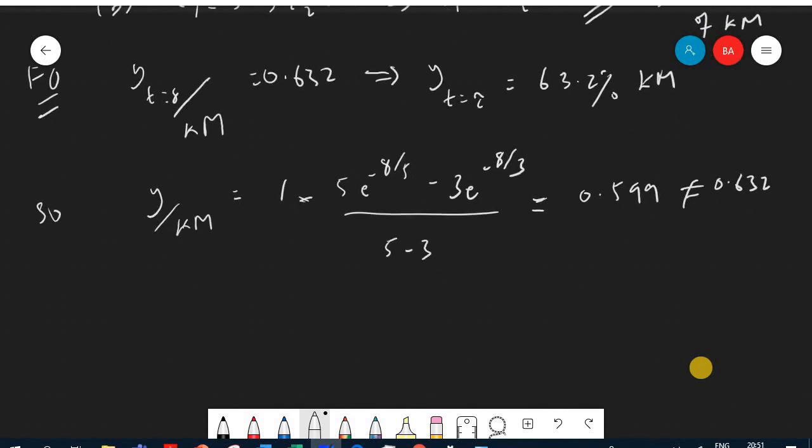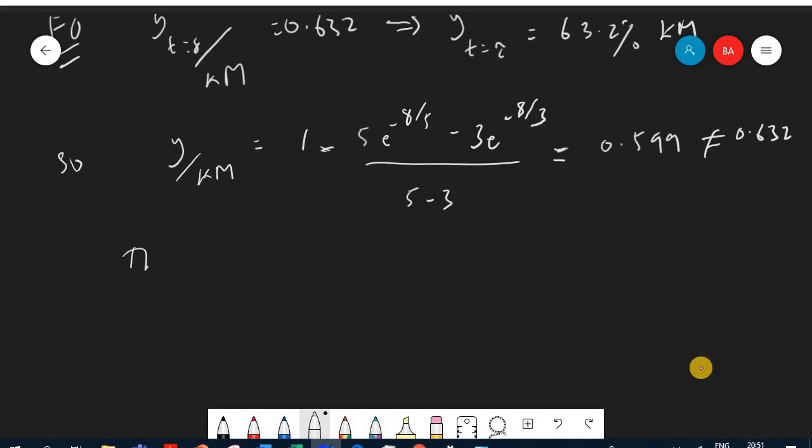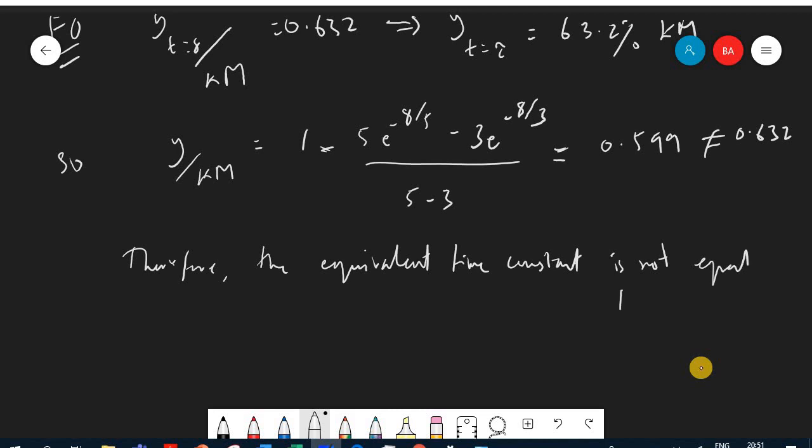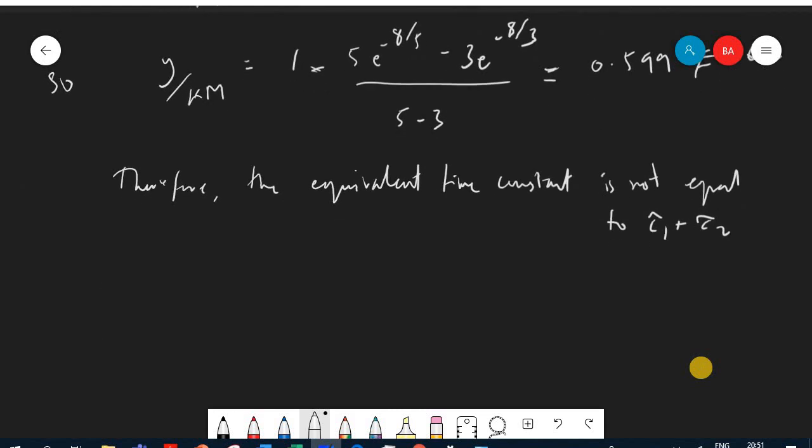It's not applicable. So we decide that therefore the equivalent time constant is not equal to tau 1 plus tau 2. Okay, so it's not equal.